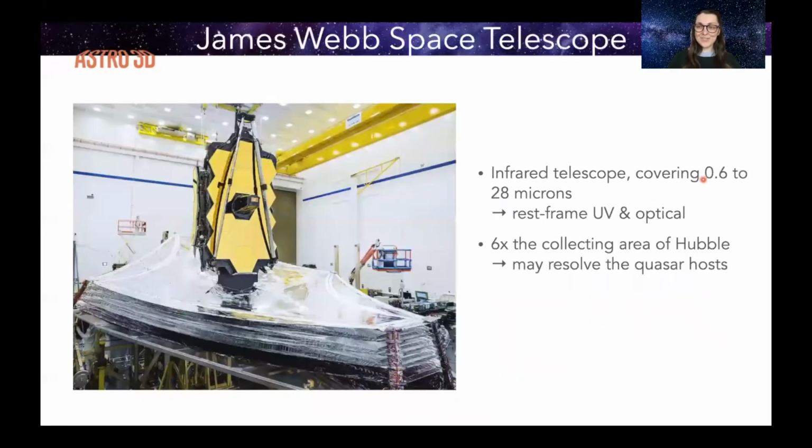So hopefully things will change with the launch of James Webb next year. So James Webb, I'm sure you're all very aware, is an infrared telescope. And so what this means is that while HST can give us rest frame UV coverage of these redshift 6 quasars, we'll now be able to also observe their optical emission, which hopefully will make things a little bit easier as well. But the main exciting thing, I think, in terms of this kind of science is that with its much larger collecting area, Webb will have much better resolution, and hopefully we'll be able to start actually resolving some of these quasar host galaxies.